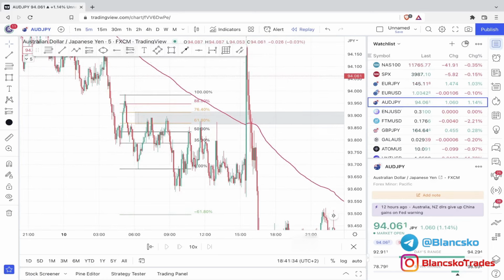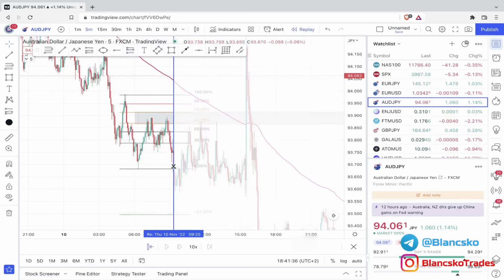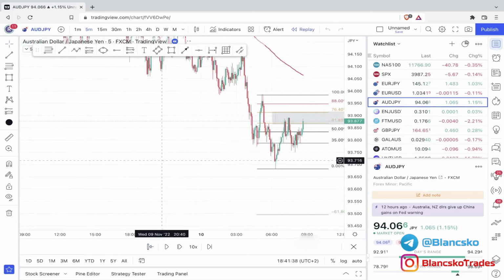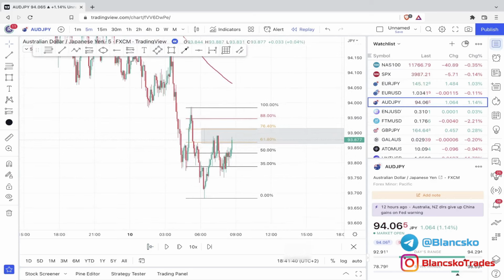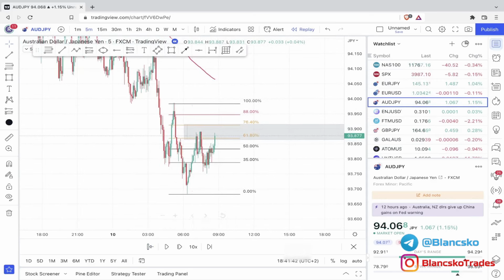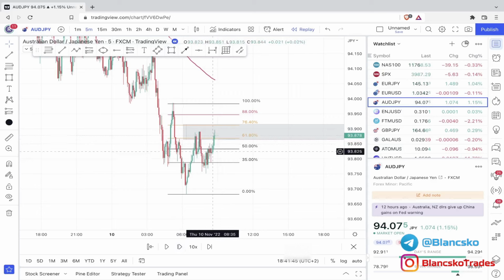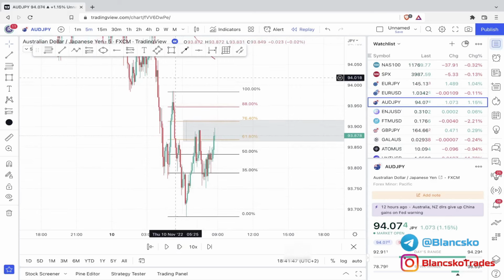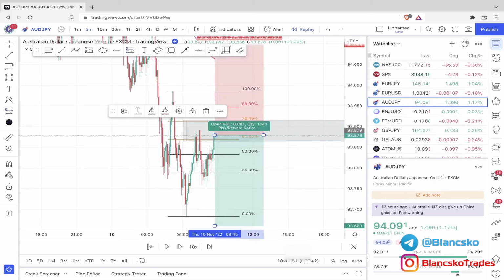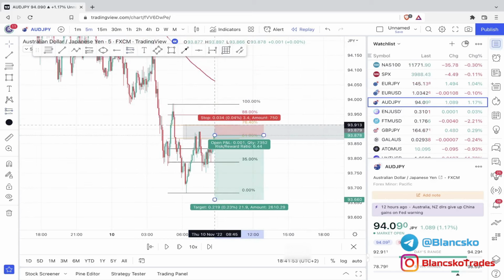So let's use the bar replay right here, and we can see that we approach the golden zone and we have a very clear doji candle. So that for me is a sell signal. I would enter for a sell right here, and my stop loss will be right above.